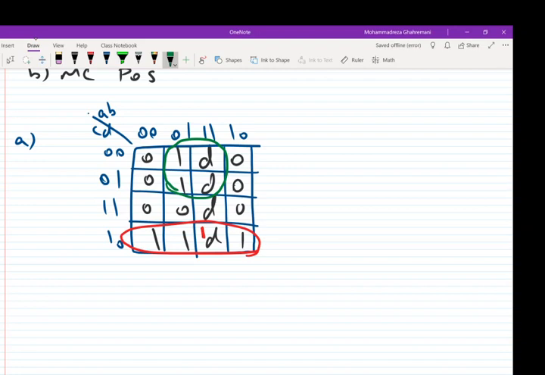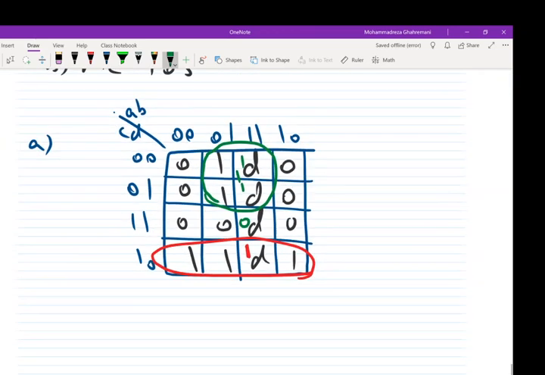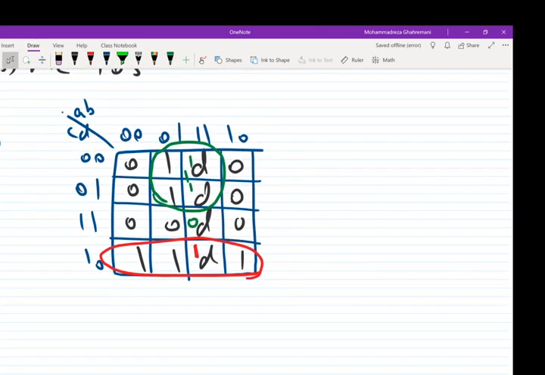So this don't care can be considered as 1, the other don't care is considered as 1, and finally this don't care, which is not in any of these groups, can be considered as 0. We don't need to consider it as 1. So now we have two groups, and we write the function.